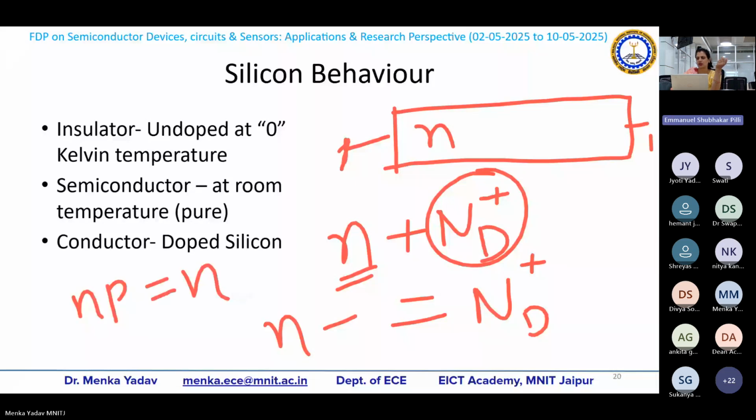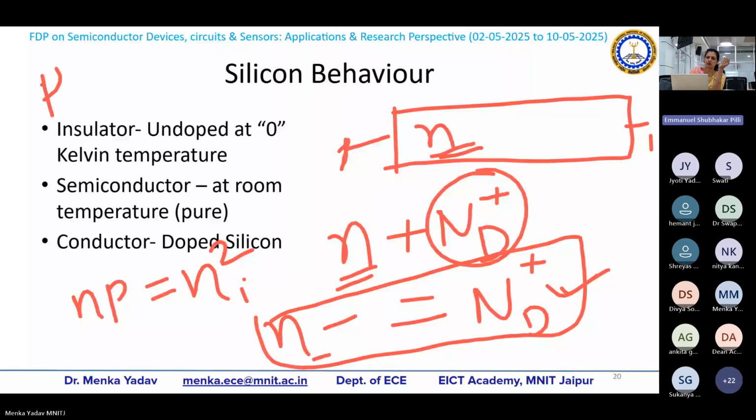If it is N type, then the holes, P, will be the minority. N is in majority, and the number of electrons will be equal to the doping concentration Nd. If we use this, we get that the minority carriers, denoted by Pn, are Ni square, the intrinsic semiconductor carrier concentration squared, divided by Nd. So this will be the minority carrier concentration for an N-type semiconductor.